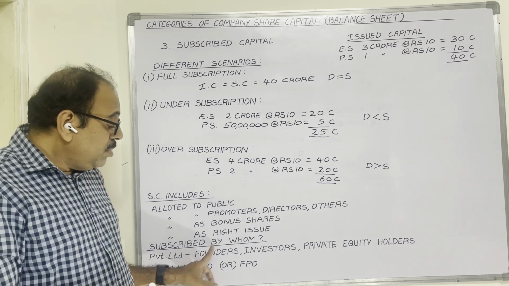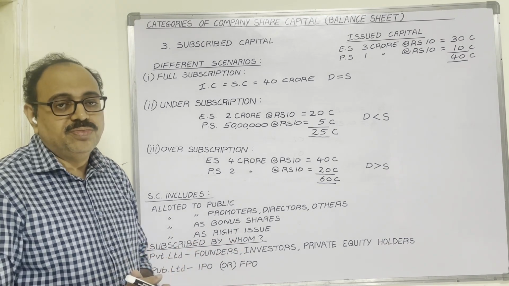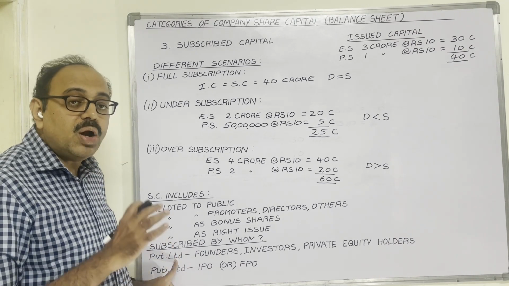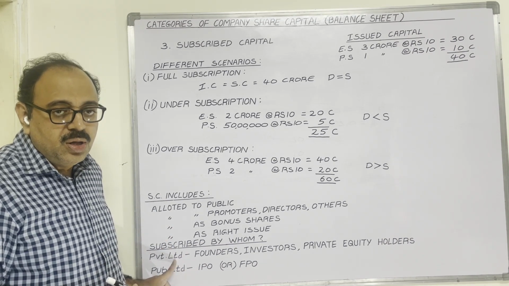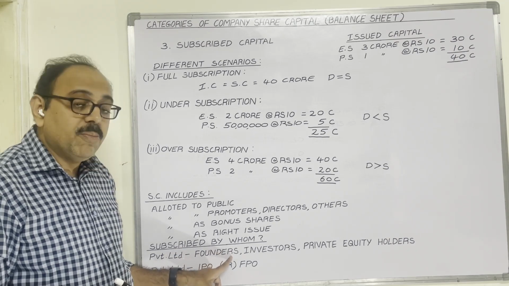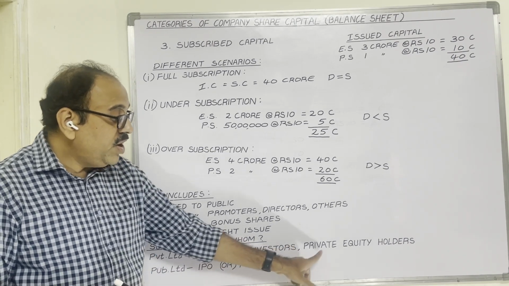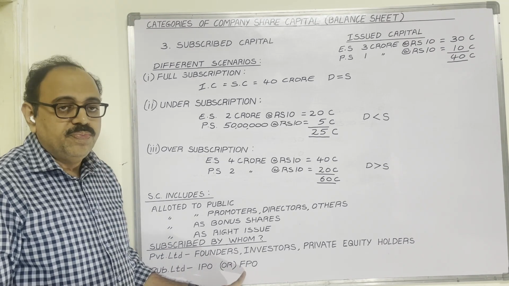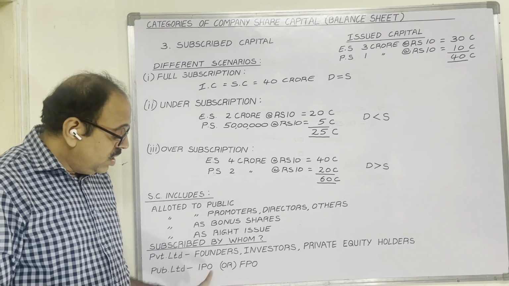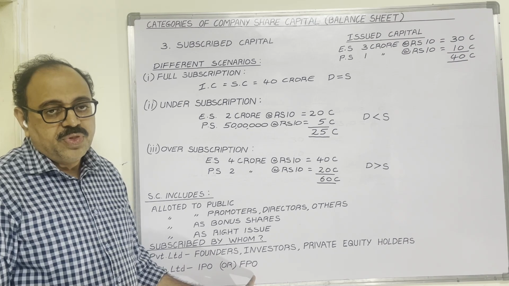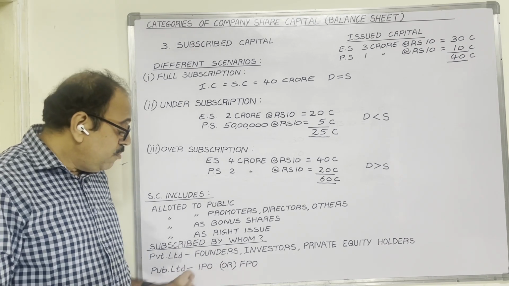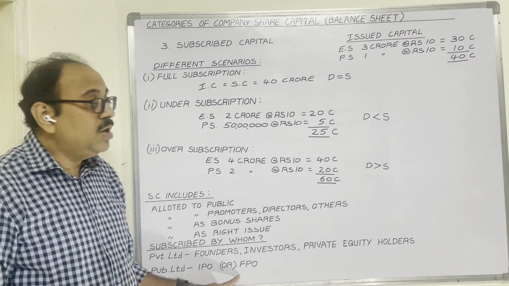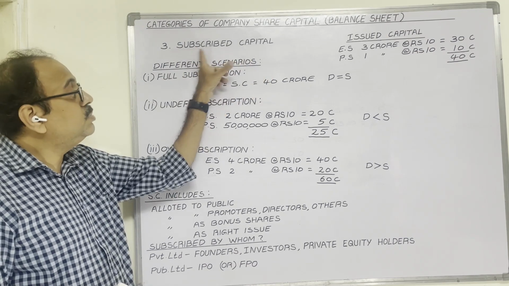Next, shares are subscribed by whom? In case of a private limited company, you know, a private limited company should not invite the public to subscribe to the shares, no? Then the company sells the shares to whom? To company founders, investors, private equity holders. If it is a public limited company, then through IPO or FPO. IPO stands for initial public offer, FPO further public offer. Through IPO or FPO, the company issues these shares to the public. Means shares are subscribed by the public only. So this is all about the third category of share capital, subscribed capital.